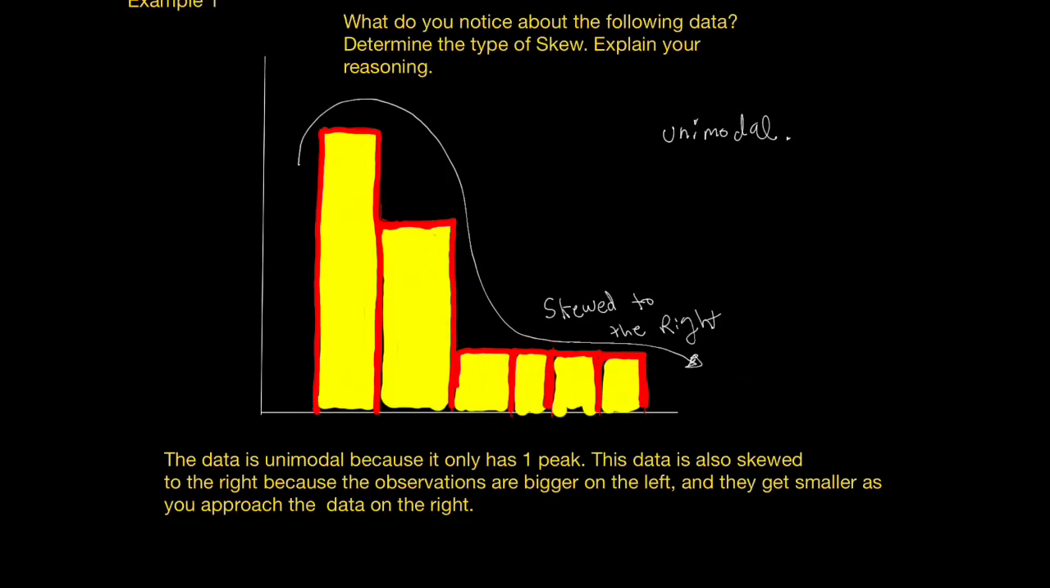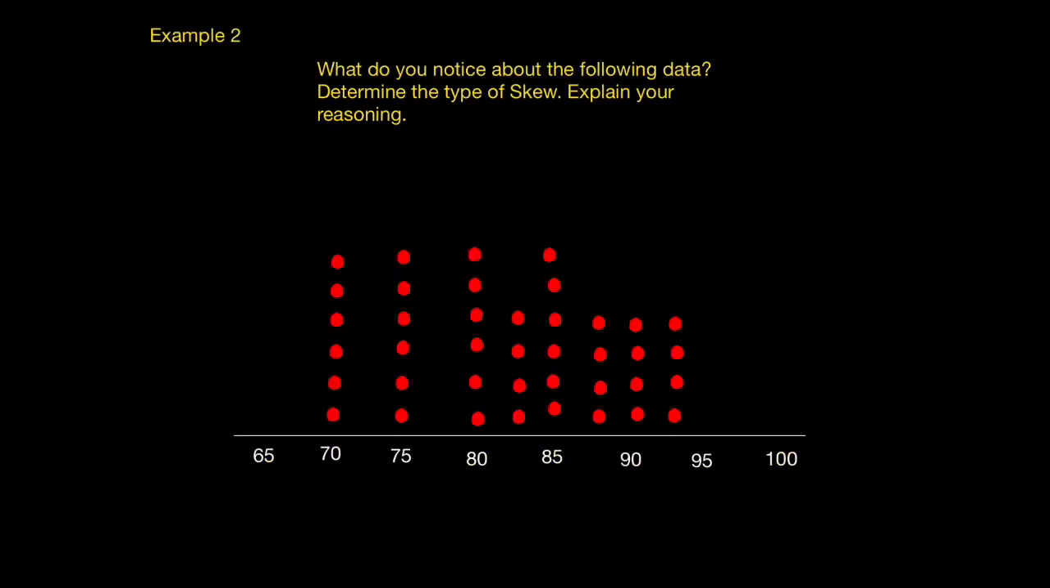Cool. So let's try another example. So example 2, what do you notice about the following data? Determine the type of skew and explain your reasoning. Now here we can't say this is exactly symmetrical, because if we cut this in half, this right hand side is not going to overlap the left. It may not be symmetrical, but it seems like it's pretty uniformly spread out here. So here we can say that this data is uniform.